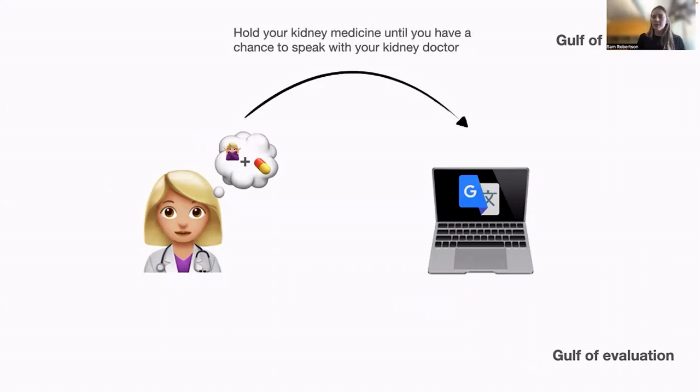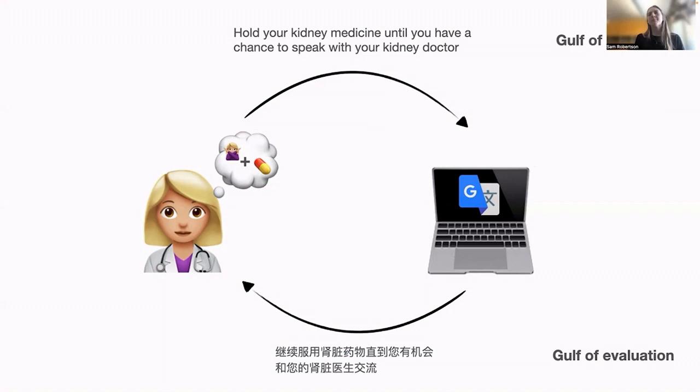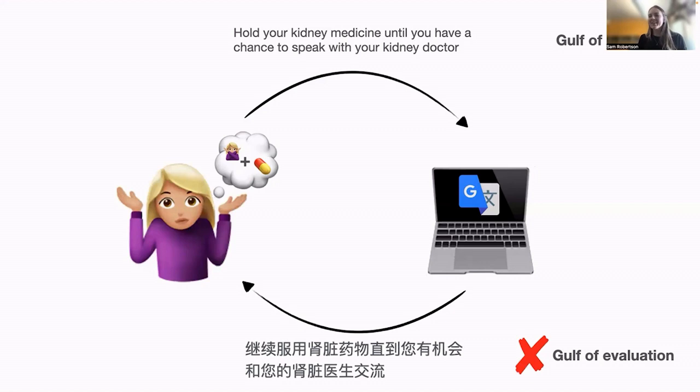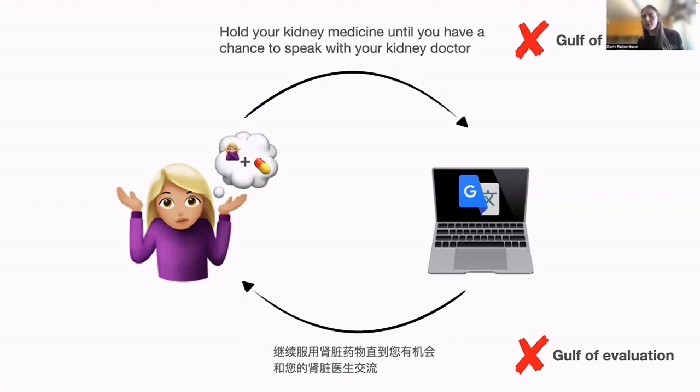What about our second example, the translation example? So here, again, we've got a natural language interface. We write out our goals in natural language, say, hold your kidney medicine until you have a chance to speak with your kidney doctor. And this time we have a natural language output as well. So this time the output is in Chinese. And now we have an even bigger challenge, right? Because now we look at this output and we actually have no idea how to compare that to our goals. So the gulf of evaluation is also not bridged well. And then we've got the same problem as before, where we don't really know how this model works in the back end. We don't know what would be translated well or not. So we don't know how to bridge the gulf of execution either.